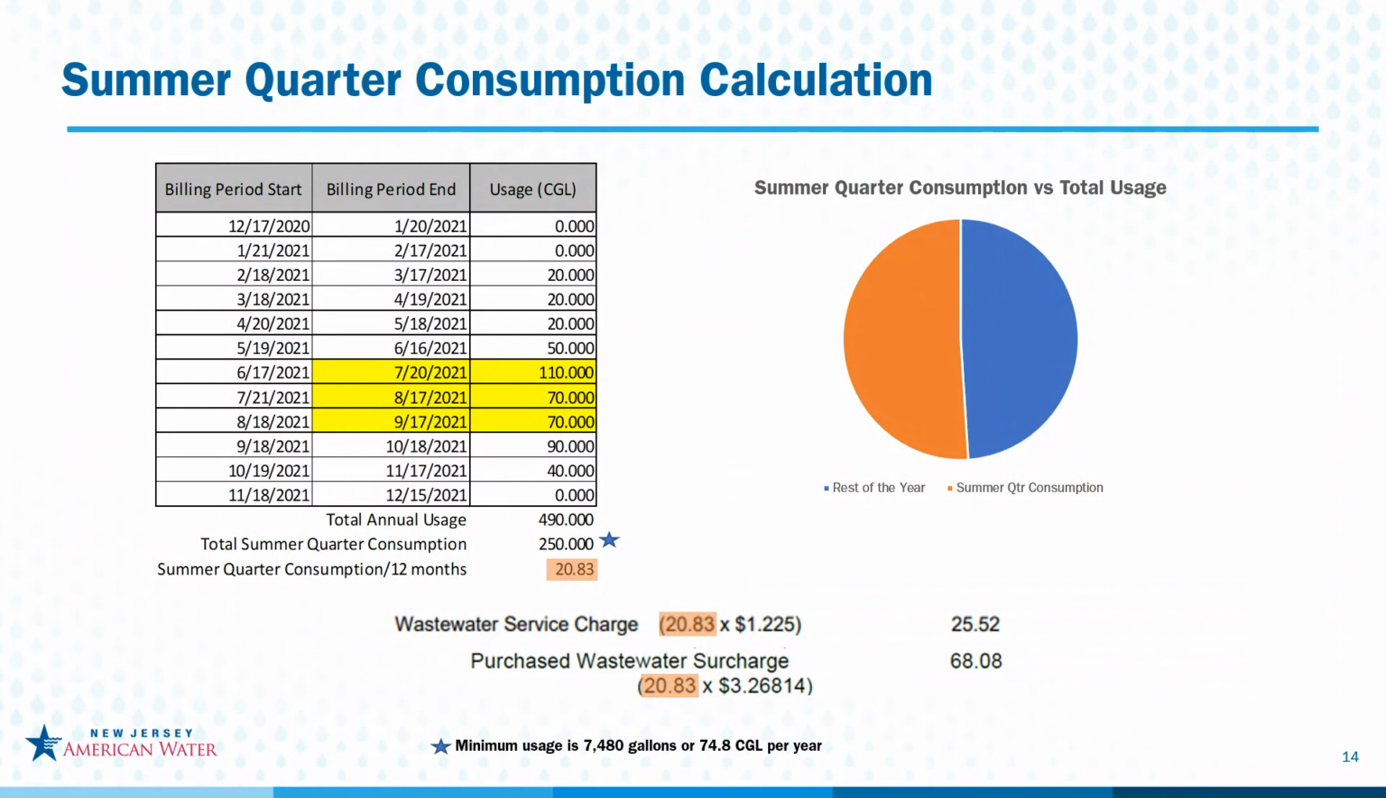The other one I get is, is there a minimum charge? So yes, there is. And as I mentioned reading the tariff, there is an established minimum level of usage to cover the fixed costs. And that minimum usage is 7,480 gallons a year. Again, that usage gets allocated equally over 12 months. It turns out to be less than 1,000 gallons a month you're paying for your wastewater usage charge or your wastewater service charge and your purchased wastewater surcharge.